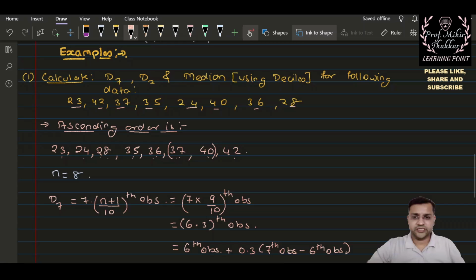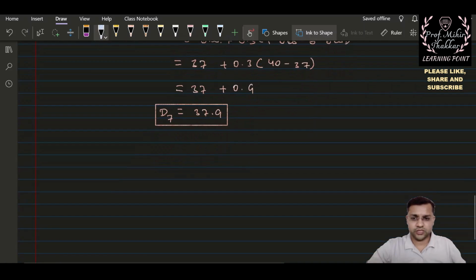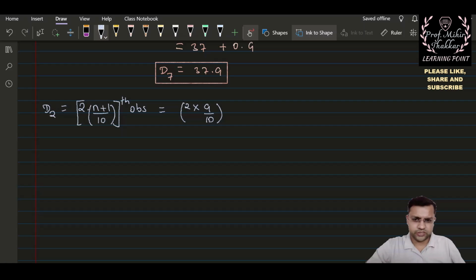Now, the next thing that it wants is the value of D2. So let us do similar working once again. D2 is equal to 2 into (n + 1) divided by 10, the ith observation. n is again 8, so I get 2 into 9 upon 10. So 18 upon 10 is actually the 1.8th observation.